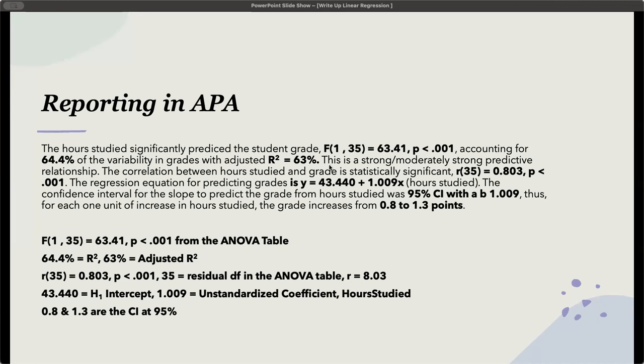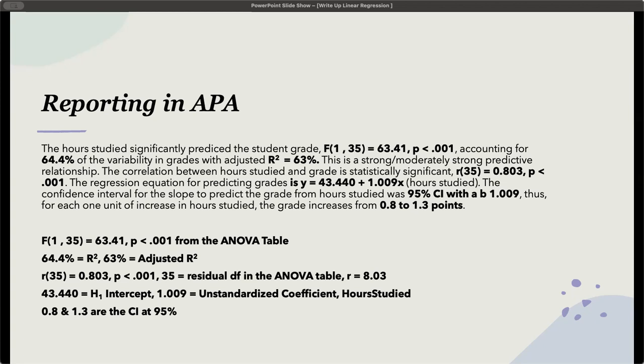This is a strong or moderately strong predictive relationship. The correlation between hours studied and grade is statistically significant. Now we've got our correlation here. R35 equals 0.803, P is less than 0.001. The regression equation for predicting grades is y equals 43.440 plus 1.009x, or the hours studied.